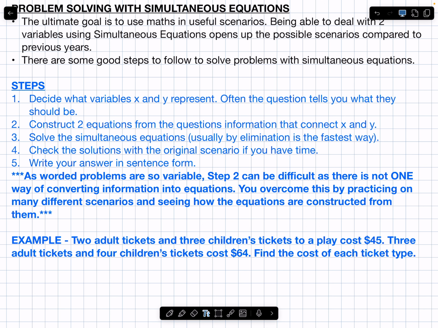If you are up to the example, have a think about the simultaneous equations you would use to represent it.